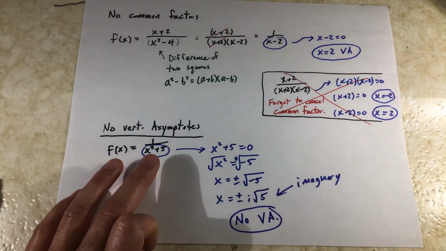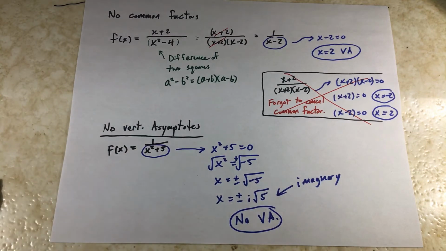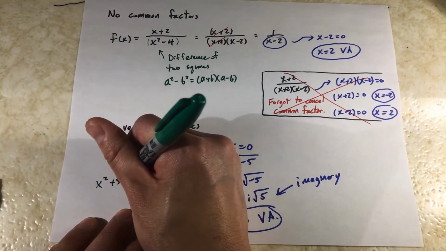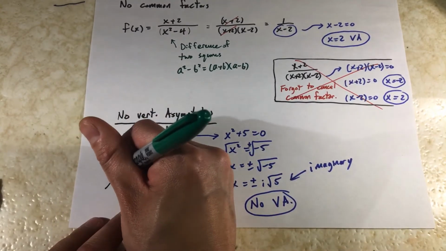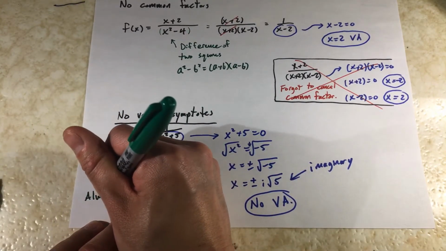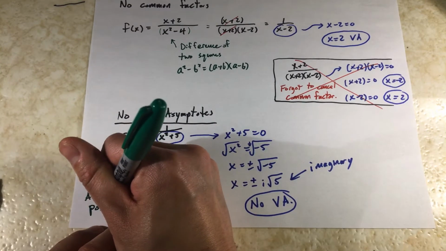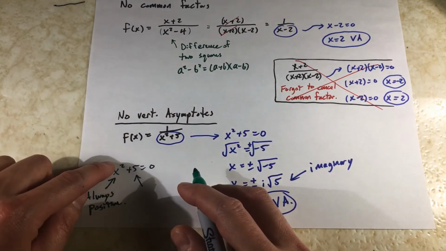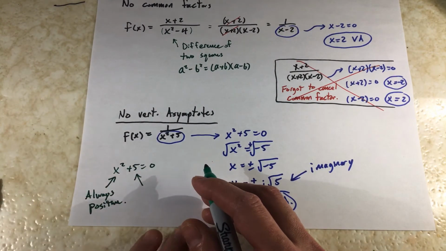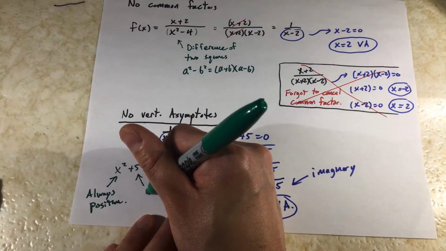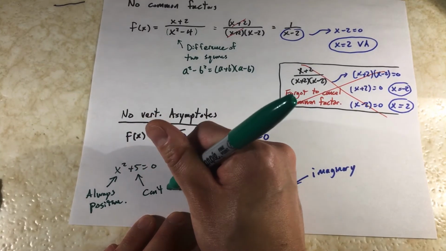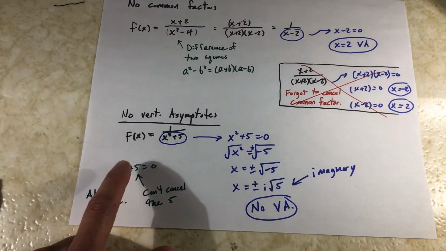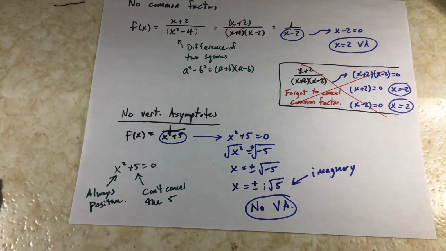And actually, this might have been something that you would have guessed just by looking at this. So if we look at x squared plus 5 equal to 0, one of the things you know about x squared is that it's always positive. And because it's always positive, a positive number plus a positive number can't be equal to 0. So you can't cancel the 5. So this equation can never be equal to 0.